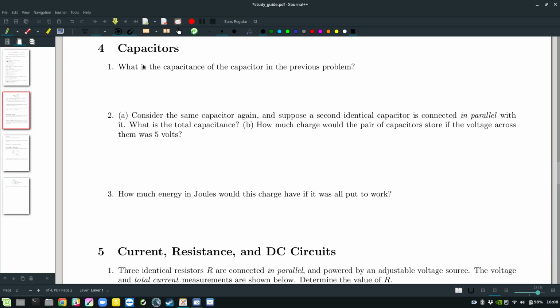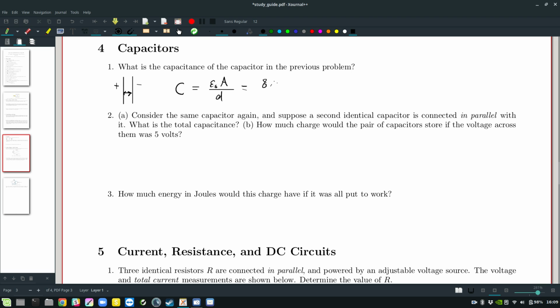The next question in section 4, capacitors, is what is the capacitance of the capacitor in the previous problem? Now, keep in mind that that capacitor in particular was a parallel plate capacitor. We have a positive plate and a negative plate, separated by a known distance with a known plate area. So the relevant formula here is that the capacitance of such a capacitor is epsilon 0 times the area divided by the distance between them.